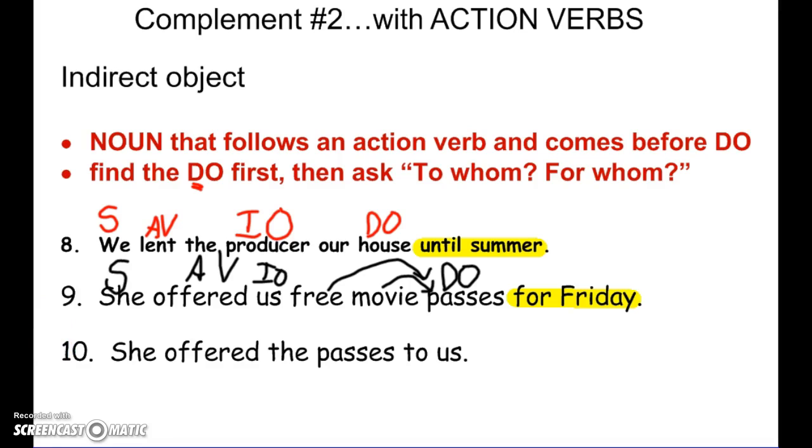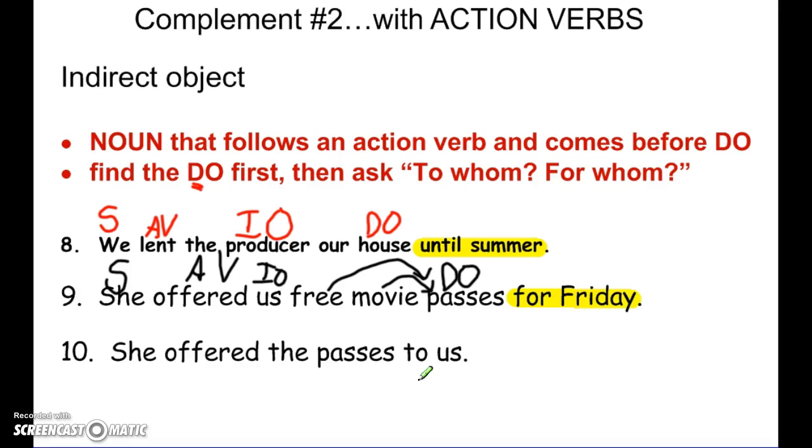Now the next sentence seems very, very similar. She offered the passes to us. It's really the same meaning as the sentence above it, but the structure of it is going to be a little different. But we're going to follow the same pattern. Look for a preposition. I see the word to. Bells are going off as I look at to. Alarms making me stop and think.